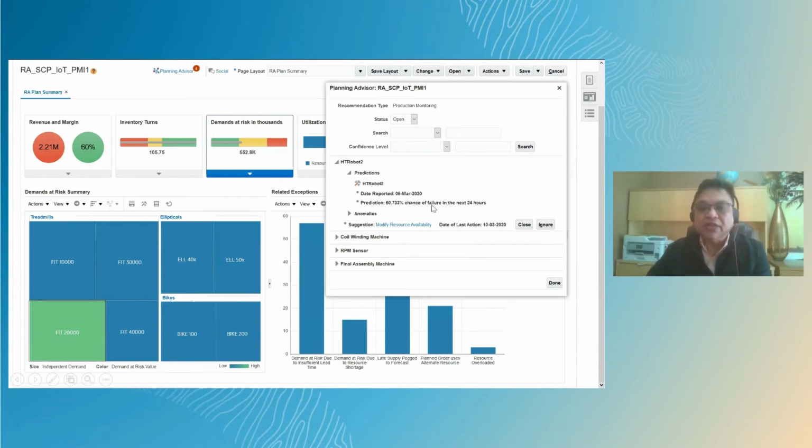60% chance of failure in next 24 hours. So you can look at that event, and based on the threshold, if planners want to address it, then they can modify resource availability, drilling down from here in context to the place where they modify resource availability. So these are just some quick examples.